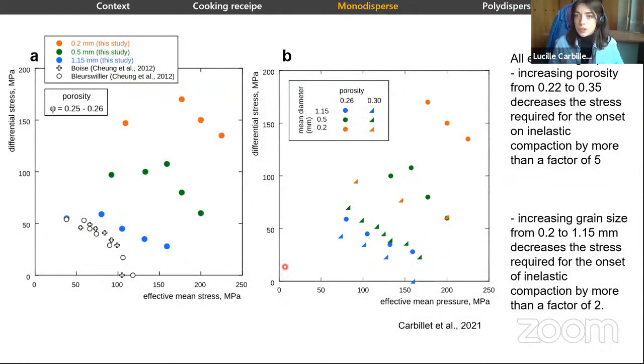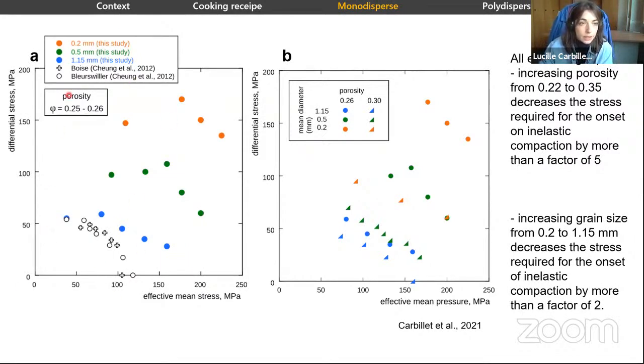So we can then discuss the influence of porosity and grain size. Porosity has already long been recognized as a first-order control on mechanical compaction. But we were able to demonstrate that, all else being equal, increasing porosity from 22 to 35 percent decreases the stress required for the onset of inelastic compaction by more than a factor of 5. Grain size, on the other hand, which had been considered but less studied and never in a deconvolved way, also exerts a first-order control on compaction yield.